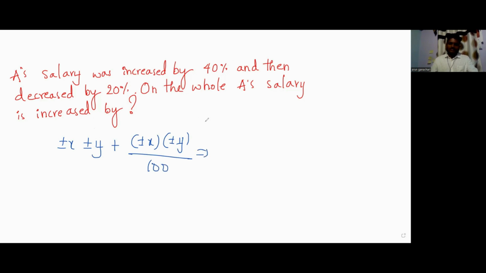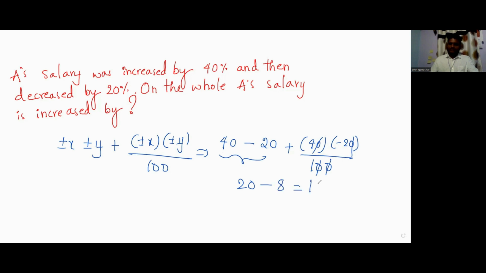His salary was increased first. So increase means positive, plus 40. Decrease means minus 20. Plus finally, 40 minus 20 divided by 100. 40 minus 20 is 20. Cancel this 0 and this 0. 4 into minus 2 is minus 8. So 20 minus 8 is 12%. So his salary is increased by totally 12%. Getting this?